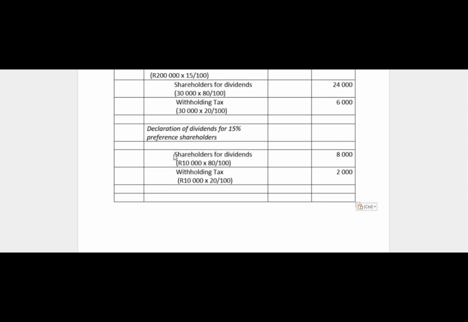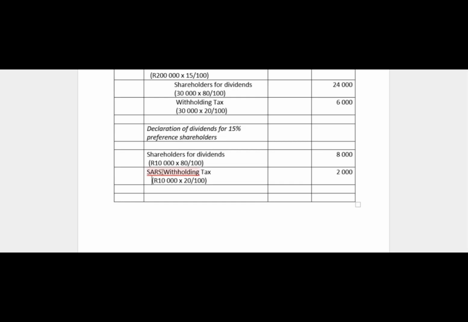But remember, we are debiting this time because we are decreasing the liability. Remember, shareholders for dividends and withholding tax, Sars. Most of the time they say Sars. Just to be clear, Sars withholding tax, so that we are clear that we are paying this Sars. So Sars, remember, it's a liability. So we debit all of this.